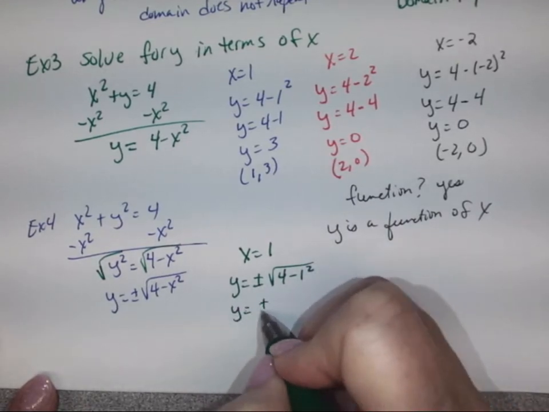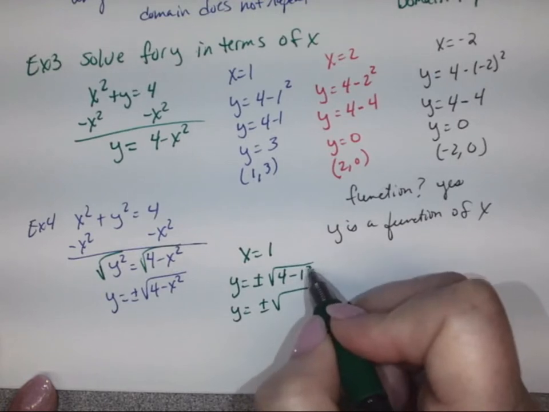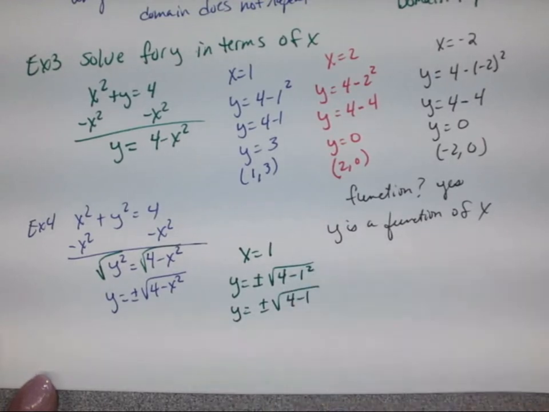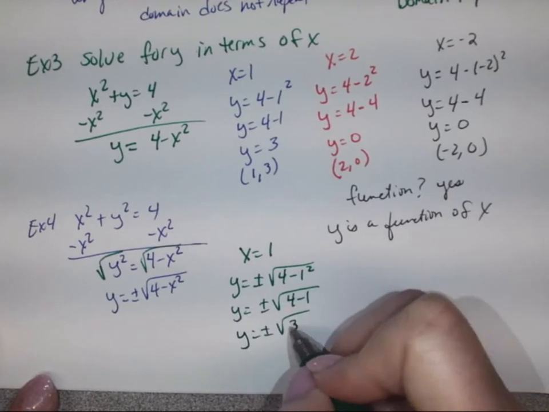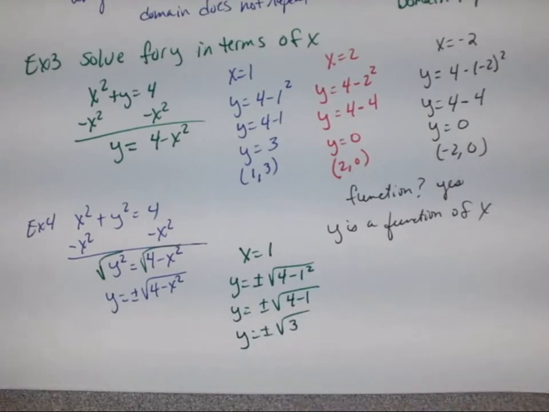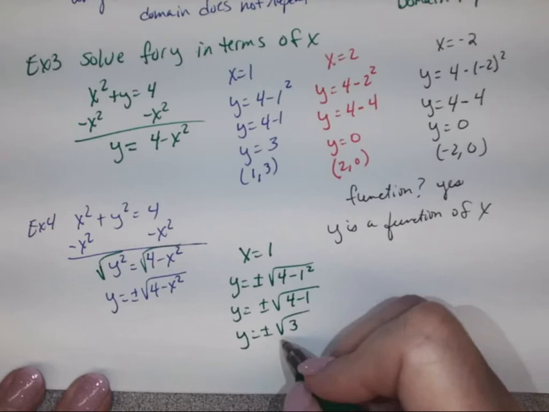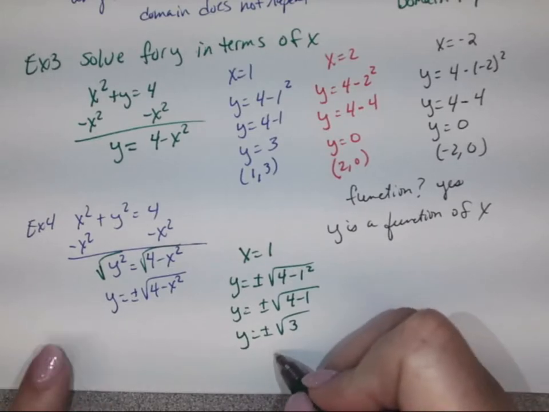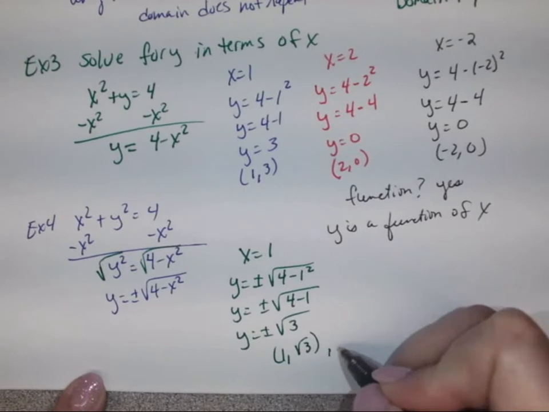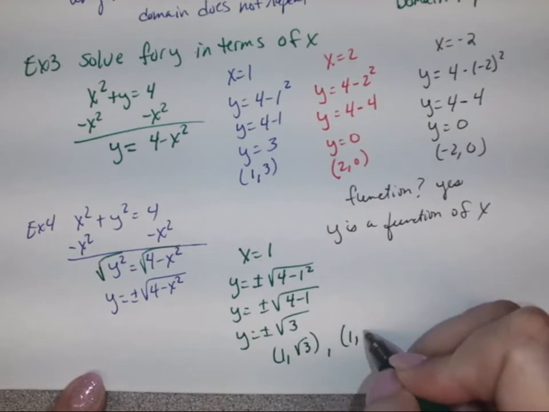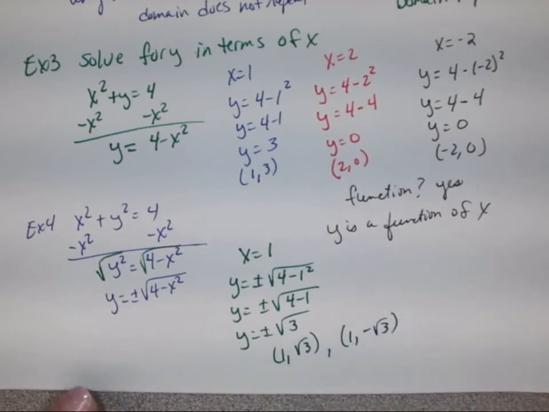Well, y is equal to plus or minus the square root. 1 squared is still 1, so 4 minus 1. 4 minus 1 is still 3, so we have plus or minus the square root of 3. Well, that means when we do our ordered pair, when x is 1, I have the positive square root of 3, and when x is 1, I have a negative square root of 3. So for each x value, I end up with 2 y values.